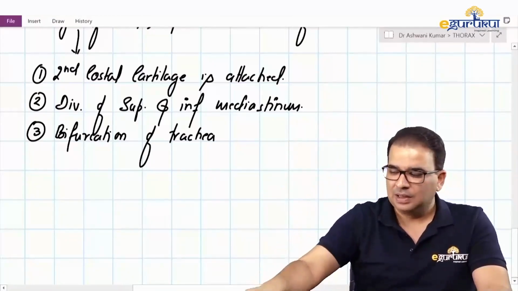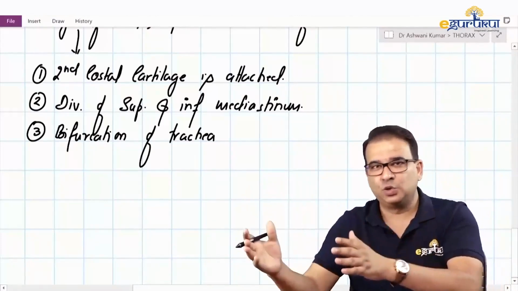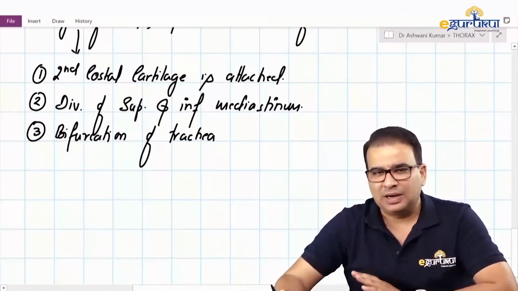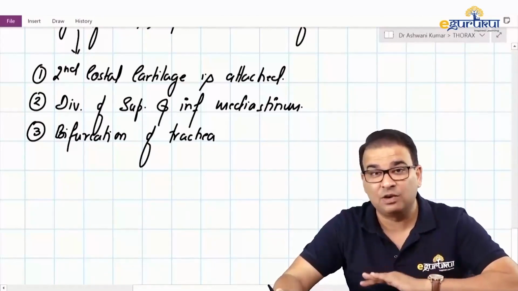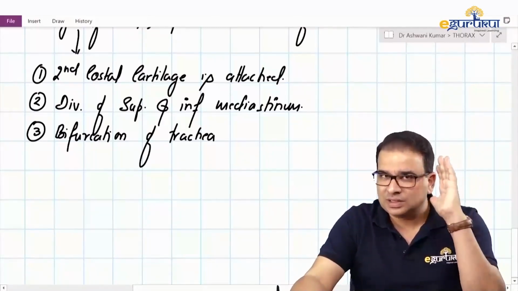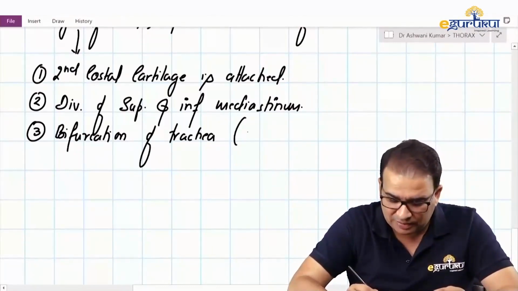There is a complete statistic given regarding it in Gray's also, that a certain percentage shows the division at T5, and a certain percentage shows it even below T5. And with deep inspiration, it can go even further down. It can reach almost the level of T7 also. So when you say bifurcation of trachea at the lower border of T4, the one thing you have to keep in mind is that here we are talking about the cadaveric level.